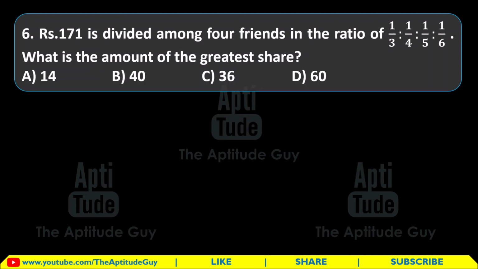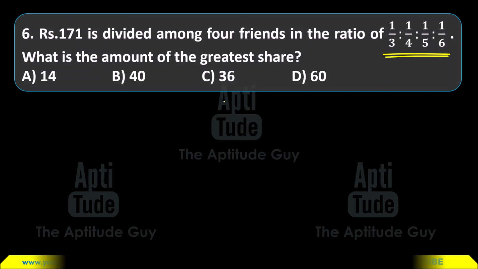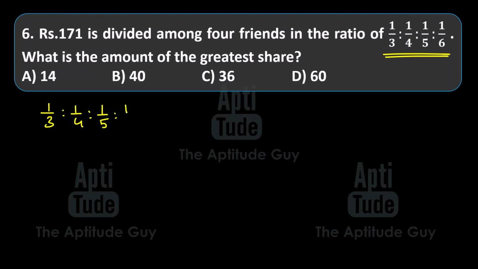Alright, now in this question, many people get scared of the fractional ratio right here. So let's remove that fear. How to convert a fractional ratio like this into a natural number ratio? That is something I'll teach you now. So we have 1 by 3 is to 1 by 4 is to 1 by 5 is to 1 by 6. Now how to convert it into a natural number ratio?